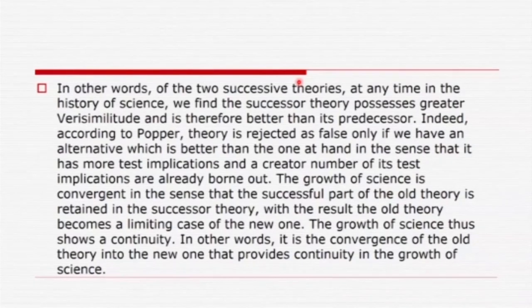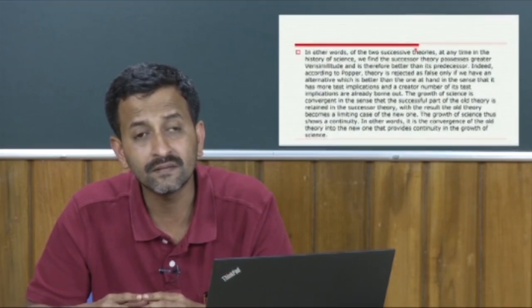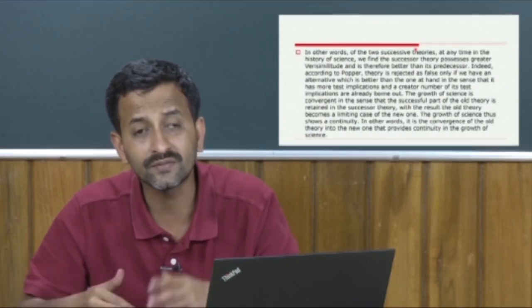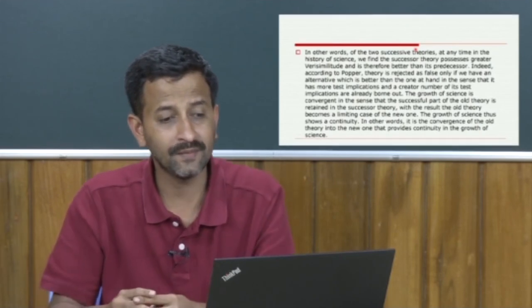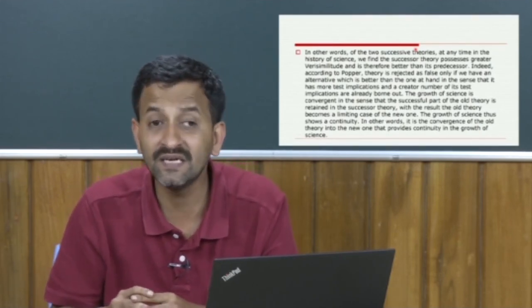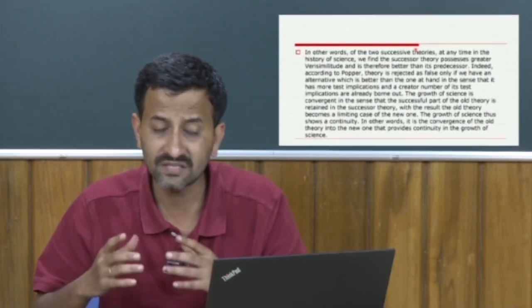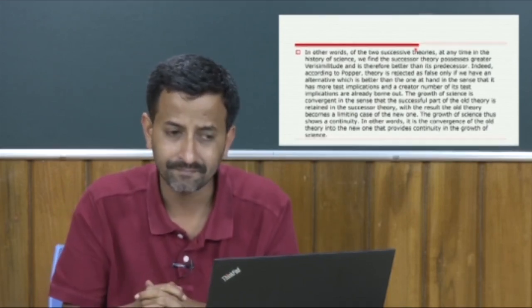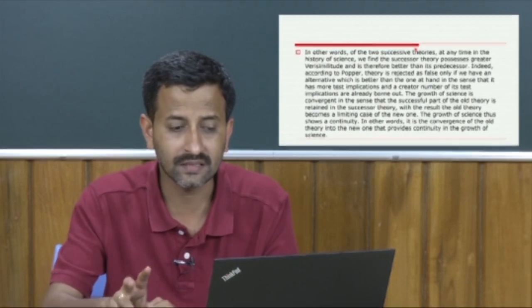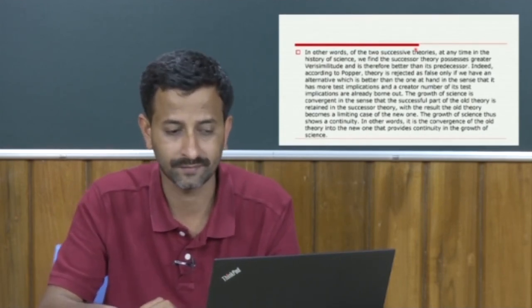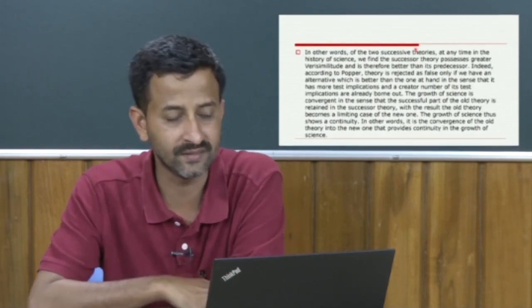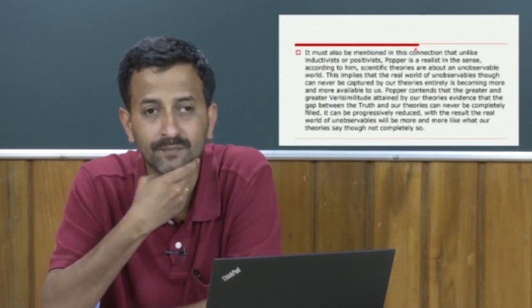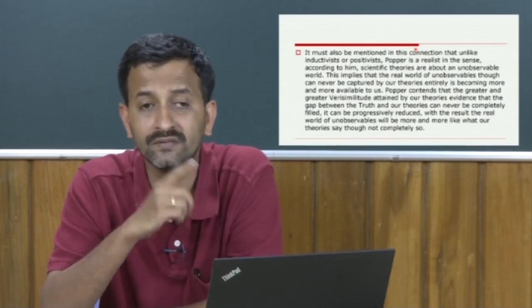Continuity from a theory to a better theory, even when that better theory is itself succeeded by another better theory, which is very close to the truth, I mean, which possesses greater verisimilitude, okay? It must constitute the elements of continuity. In other words, it is the convergence of the old theory into the new one that provides continuity in the growth of science, according to Popper. It is the convergence of the old one with the new one.